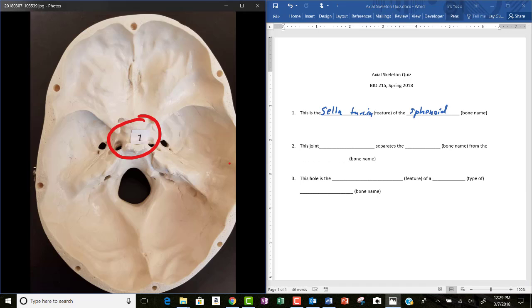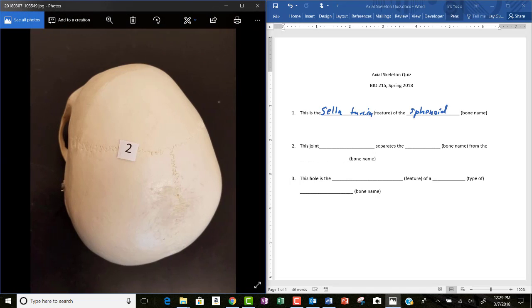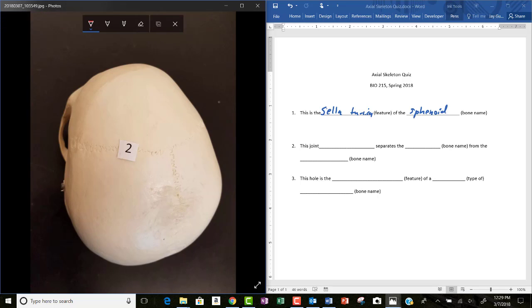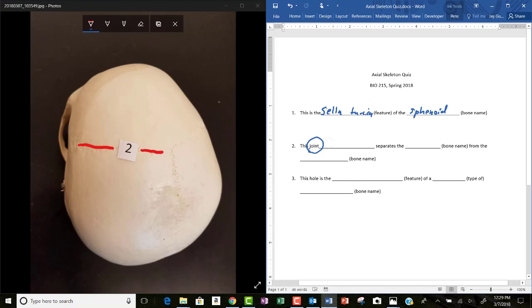Okay, so then I can go over to number 2. And on number 2, I'm looking for a joint. So this joint separates the blank bone name from the blank bone name. I'm going to go with, let's see, that's going to be the coronal suture. It separates the frontal bone from the parietal bone.